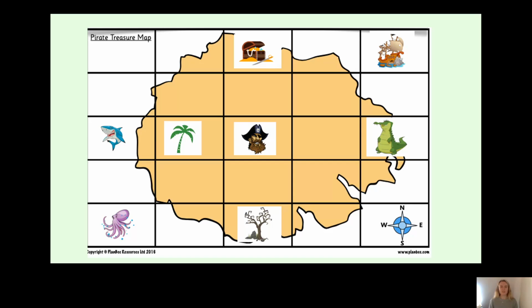Now, what would he get to if he went south? Remember, south is opposite to north. So if he got to the treasure chest going north, what would he get to if he went south? Yes, that's right, he'd get to the tree, wouldn't he?